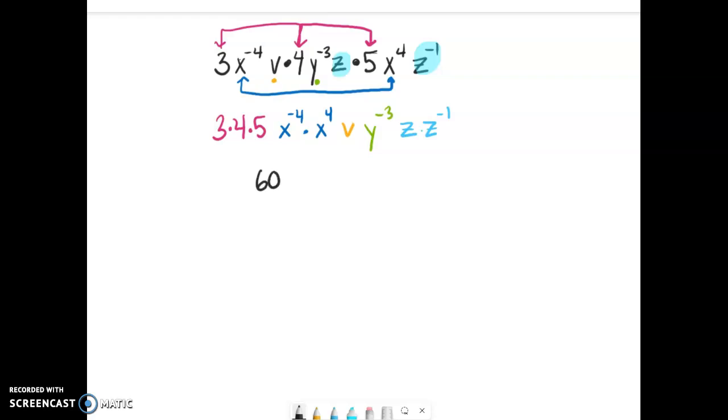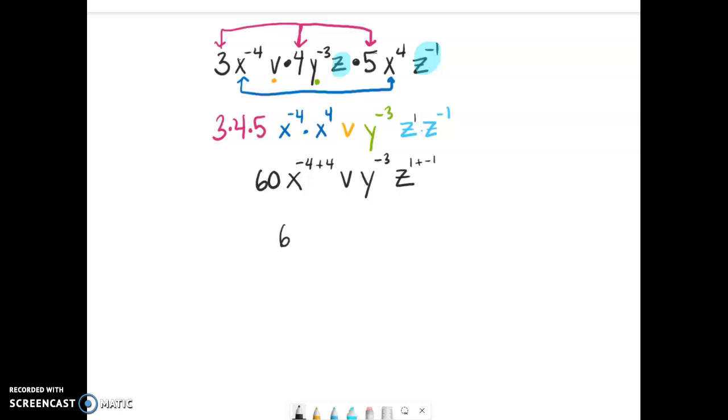And then I have x to the negative 4th times x to the 4th. When you have like bases that are multiplied, you can rewrite the base and add the exponents. So that would look like that. The v and the y stay by themselves. So I'm just trying to combine. And then I have z, and there's no power here, but we know when there's no power, it's z to the first. So like bases, I can add their exponents.